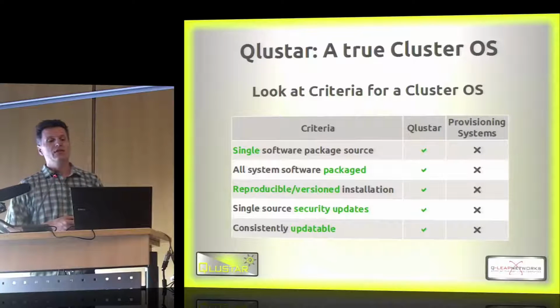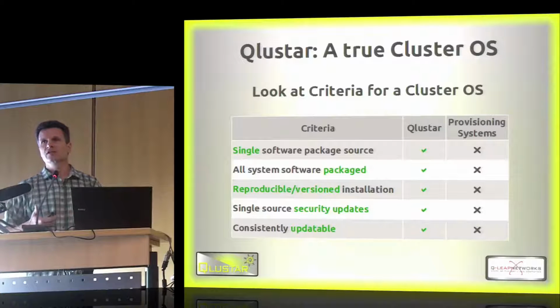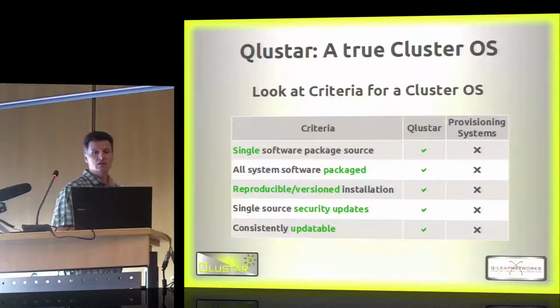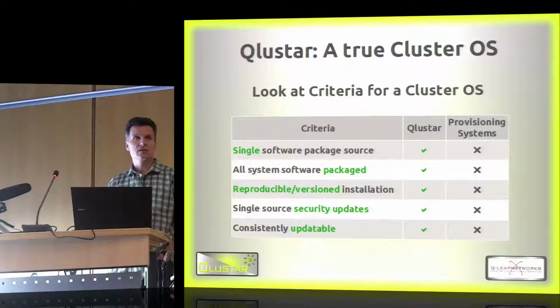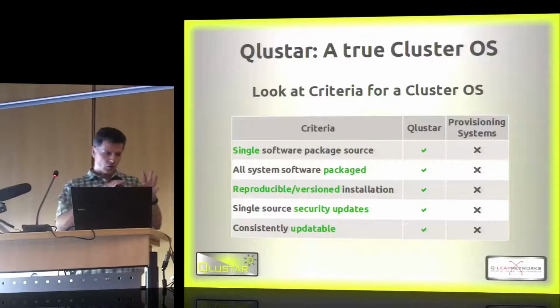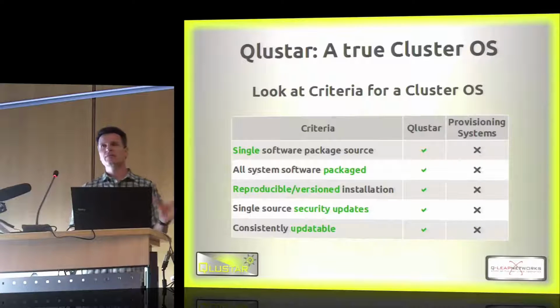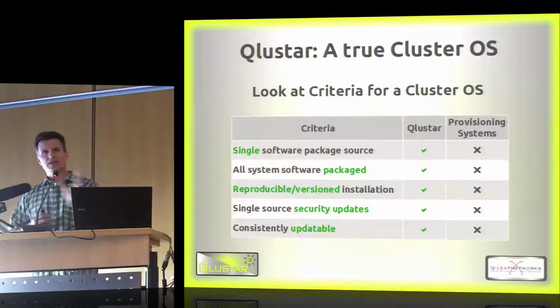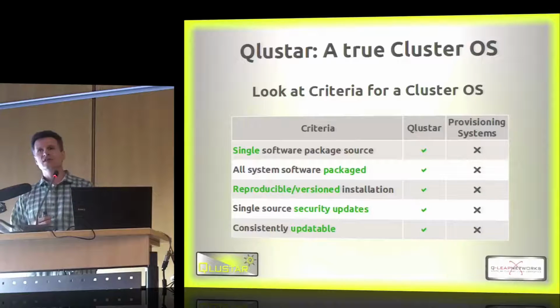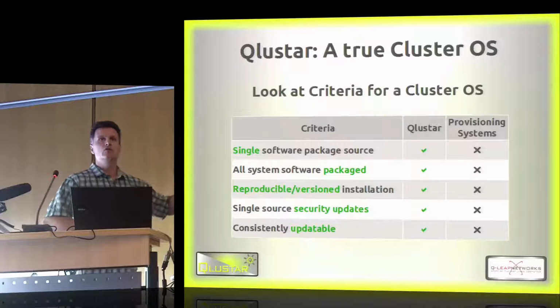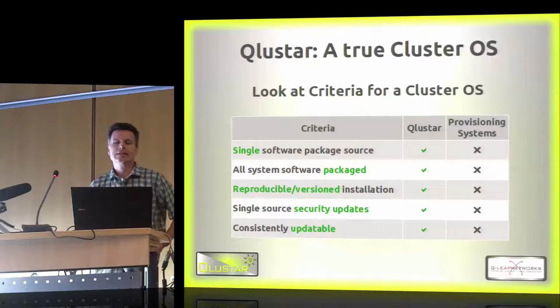One very important point is that there should be a single software package source if you want to call your system a cluster operating system. So is that true for Qlustar? Yes, it is. Because we have our own software package repository. Of course, many packages are taken from the base distribution, just like Ubuntu takes a lot of packages from Debian and repackages them. That's what we do as well for the ones that are good enough, as I mentioned previously.